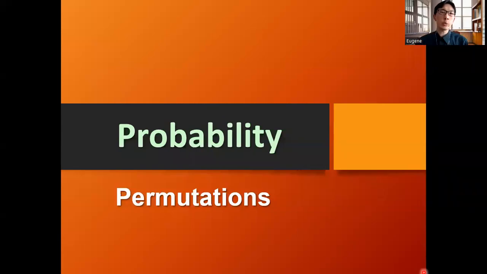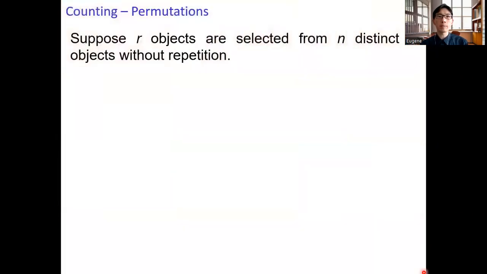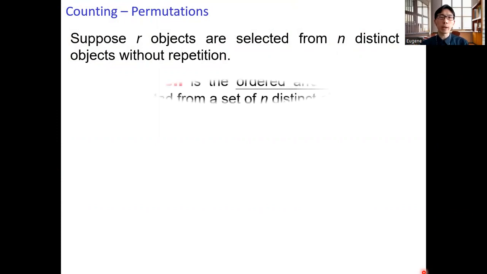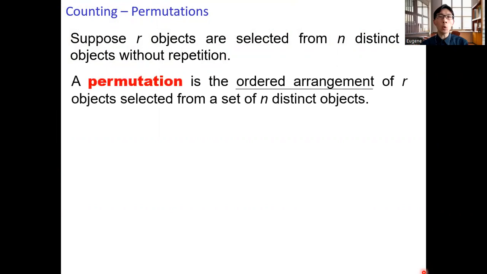Hello everyone, in this video we focus on permutations. Suppose R objects are selected from n distinct objects without repetition. A permutation is the ordered arrangement of R objects selected from a set of n distinct objects. And here R should be less than or equal to n. Let's take a look at an example.